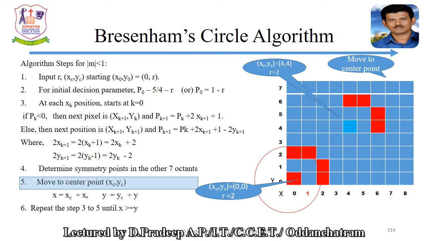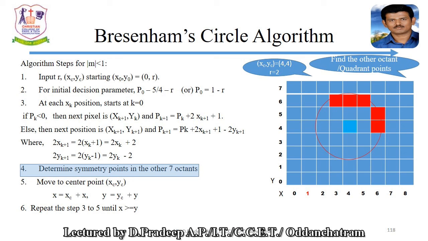So we can find the other boundary points based on symmetry. This is the final boundary points calculated by the algorithm.